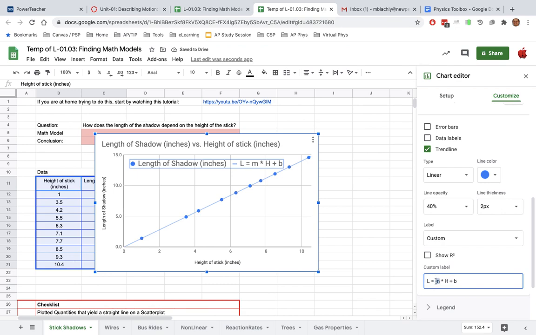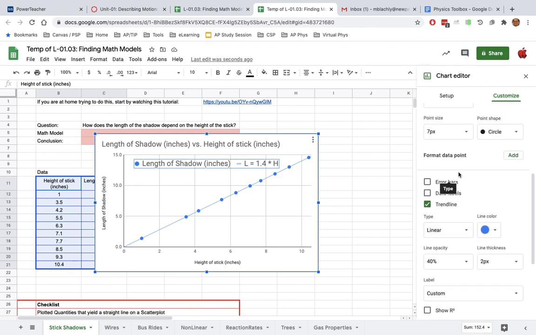Instead of m for the slope, I'm going to put in 1.4, which is what I wrote down a minute ago. 1.4 is the slope, and we're going to call the intercept 0, so we are going to ignore this part over here. So there's my math model. The length of the shadow equals 1.4 times the height of the stick. Okay? So that finishes up with the math model.